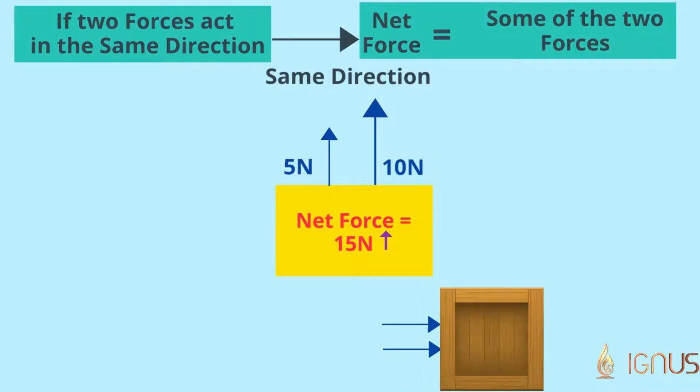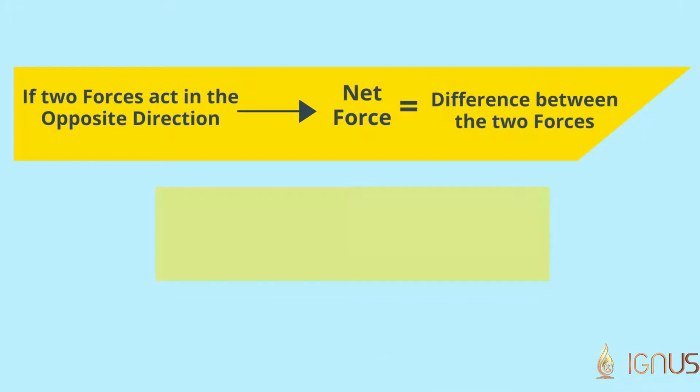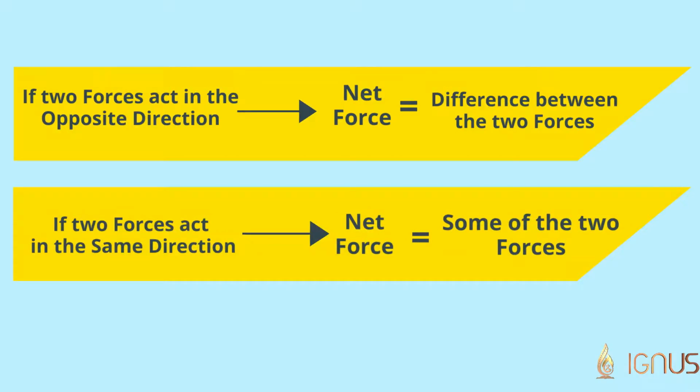Remember, if two forces are acting on the same object in opposite directions, then the net force on the object will be the difference between the two forces. And if the two forces are acting on the object in the same direction, then the net force on the object will be the sum of the two forces.